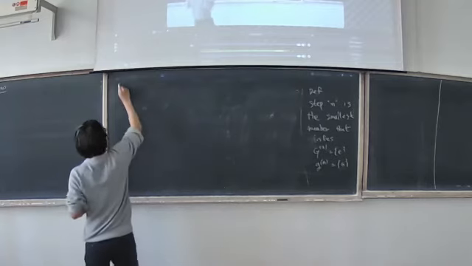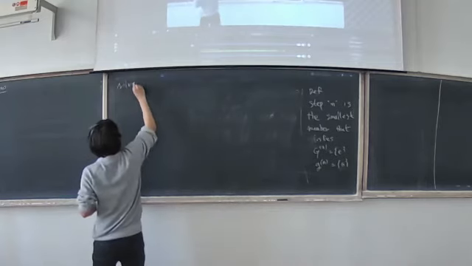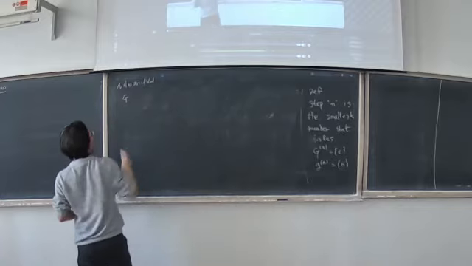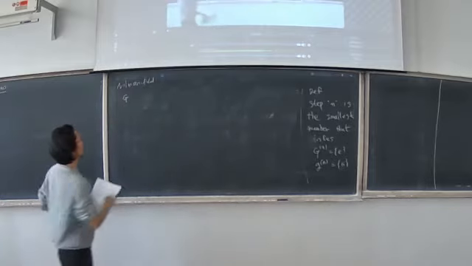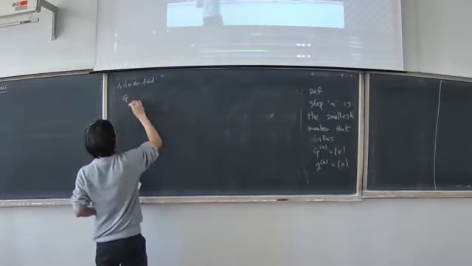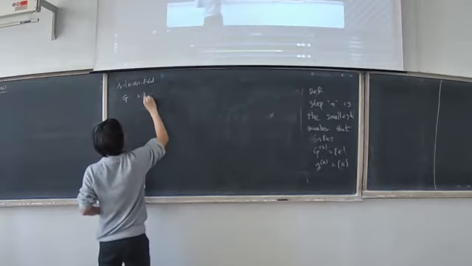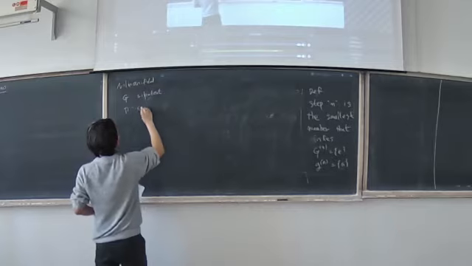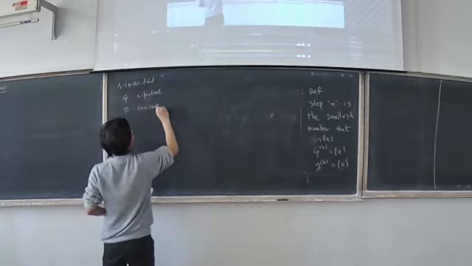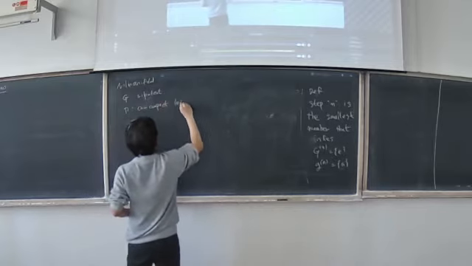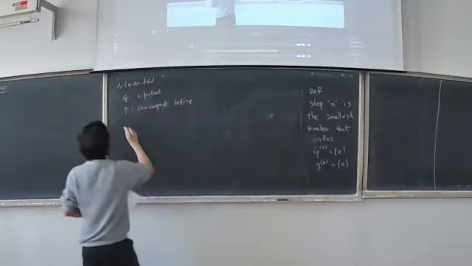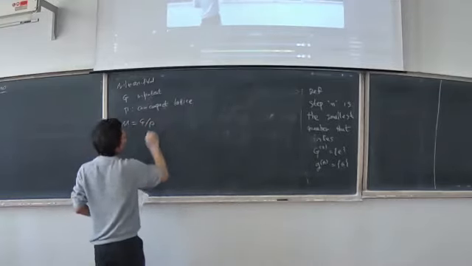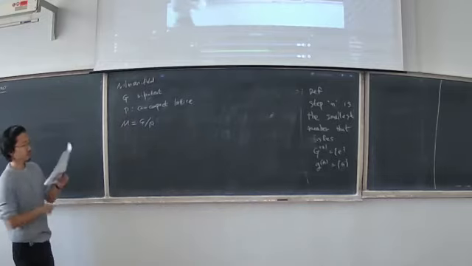Now we can define the nilmanifold. Given G, we can consider its lattice. Then we define the quotient of G by this lattice.